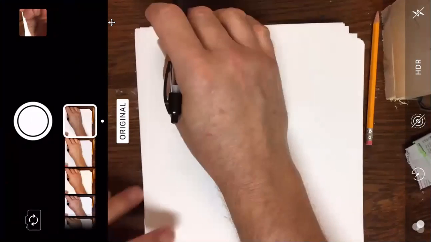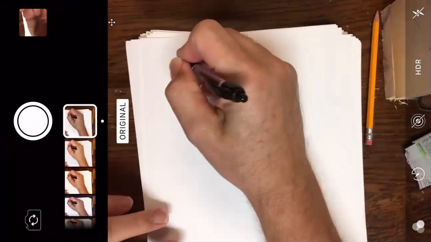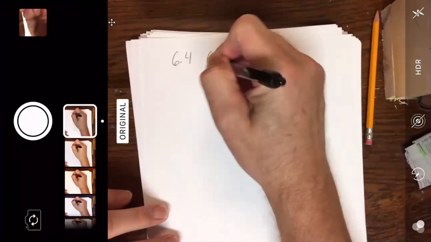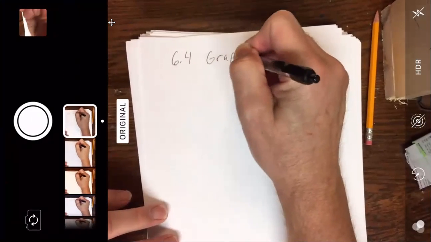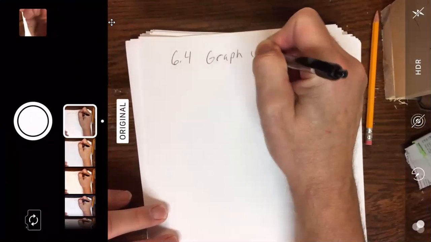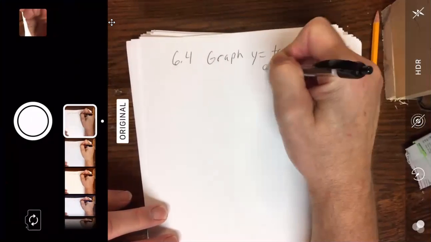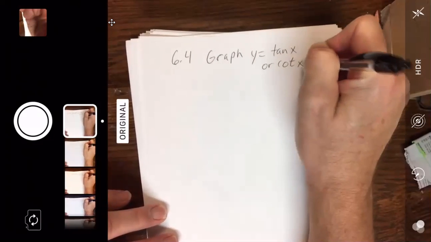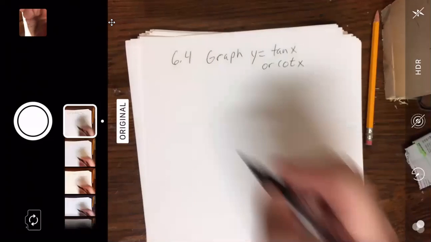Tangent and cotangent. Graph y equals tangent or cotangent. All right, you don't do one or the other. These are independent.